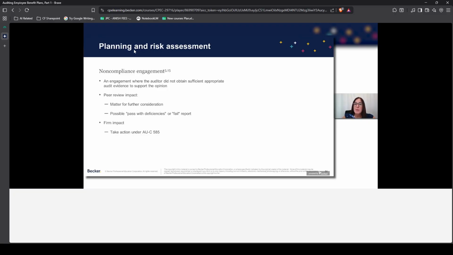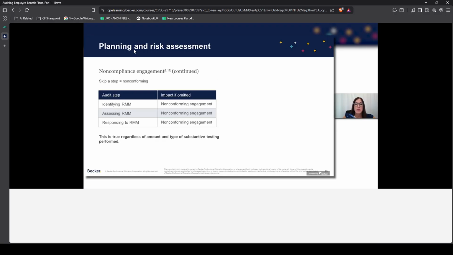So at a minimum, that could result in an MFC from the peer reviewer. It could be considered a pass with deficiencies or even a failed peer review report. And they take this so seriously that, again, it doesn't matter how much work you do when it comes to your substantive testing. If any portion of these 3 steps are omitted, that could be considered a non-conforming engagement.